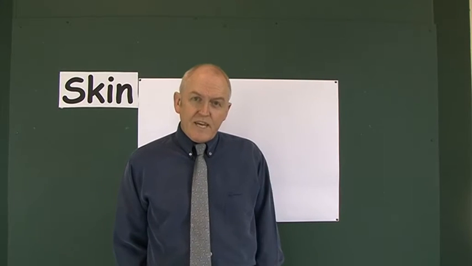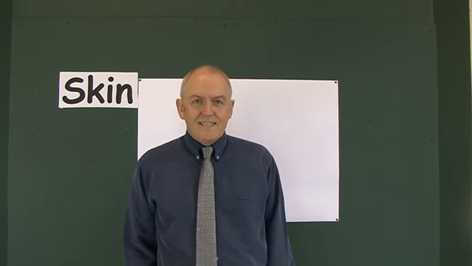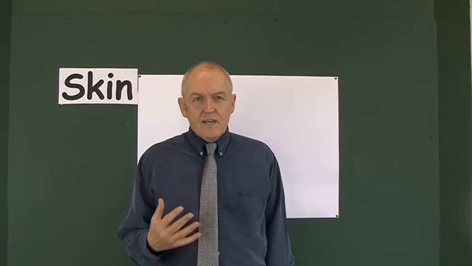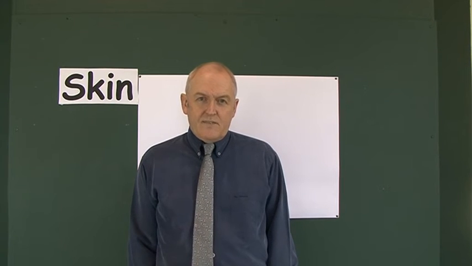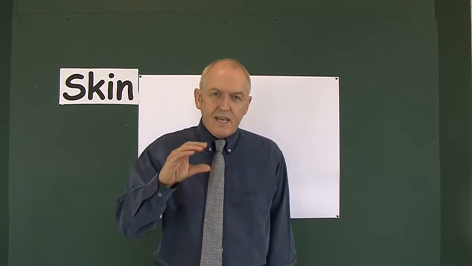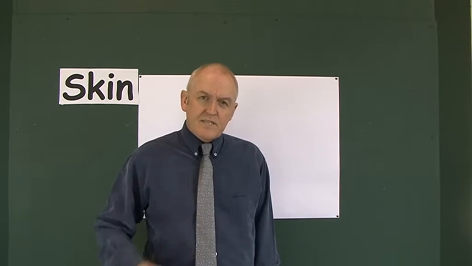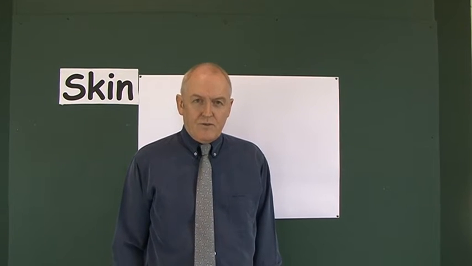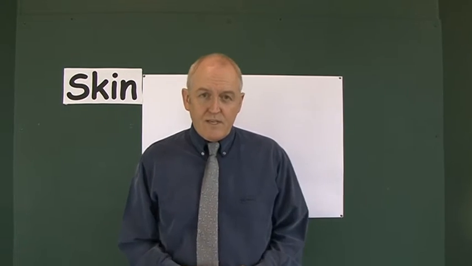Now, if we take a cross-section of the skin, we find it's in layers. And over the surface of the body, there's 3 clear layers that we can identify. The outer layer of the skin is called the epidermis. The thicker layer beneath that is called the dermis. And below that, there's another area called the hypodermis. So let's look at these now in diagrammatic form.